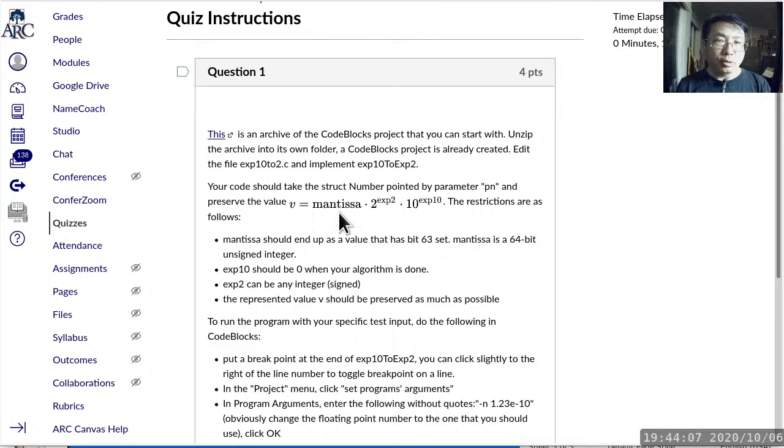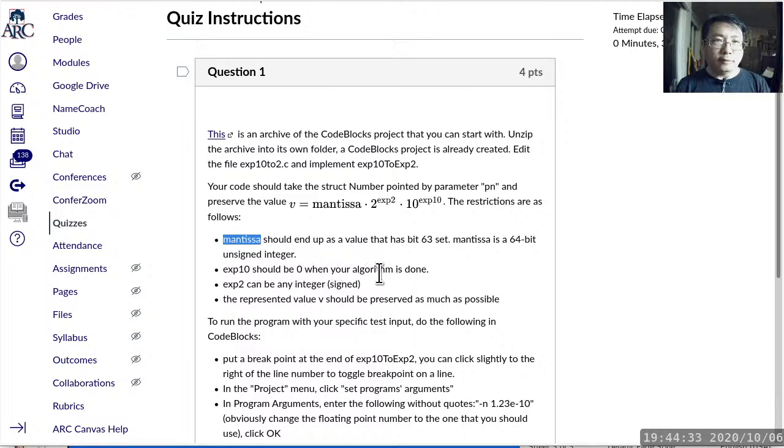Okay, so you want to preserve what value is being represented, but you also want to satisfy these requirements. The mantissa should end up as a value that has bit 63 set. In other words, if you count all the bits starting from 0, I want bit 63 of an unsigned 64-bit integer to be a 1.